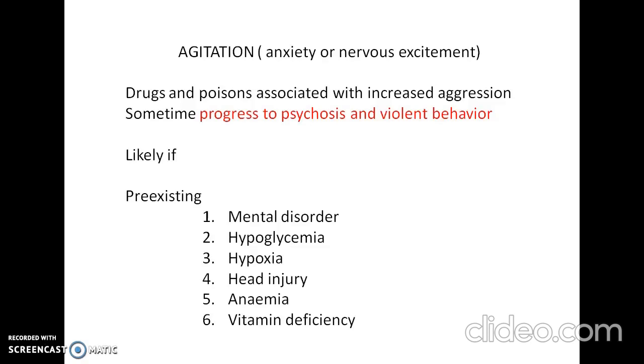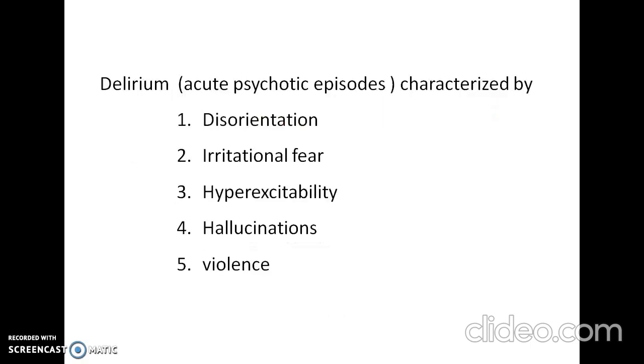This agitation is a mixture of anxiety or even nervous excitement. So many drugs and poisons will be associated with an increase in aggression in the patient. Sometimes if this is not treated, it may progress towards psychosis and the patient may turn towards violent behavior. This is more commonly seen in people who have a pre-existing mental disorder, or if they are having hypoglycemia, hypoxia, head injury, anemia or vitamin deficiency. So they have more chances of going to violent behavior.